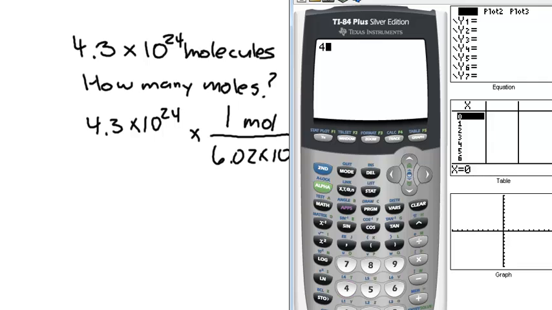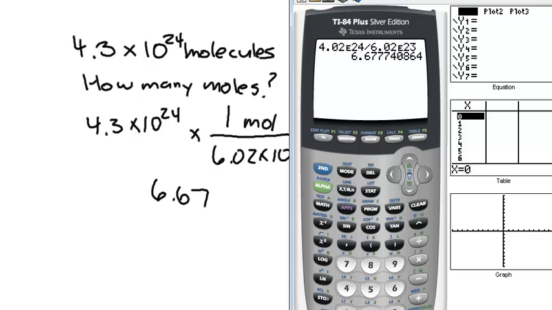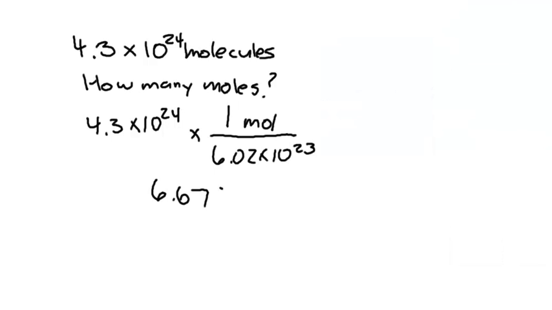Okay, so 4.3 times 10 to the 24th divided by 6.02 times 10 to the 23rd is 0.678 moles.